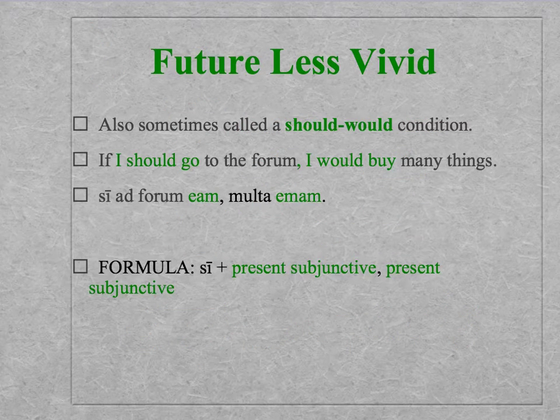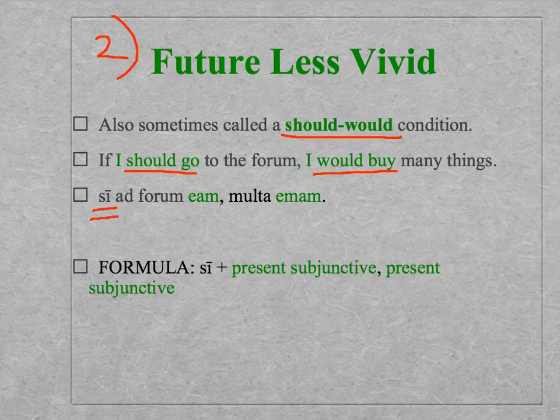The second group of future conditions is called future less vivid conditions. These are sometimes called should, would conditions. If I should go to the forum, I would buy many things. Can you hear the element of uncertainty in that statement? And surprise, we're looking for si or nisi plus the present subjunctive followed by a present subjunctive. Should, would.